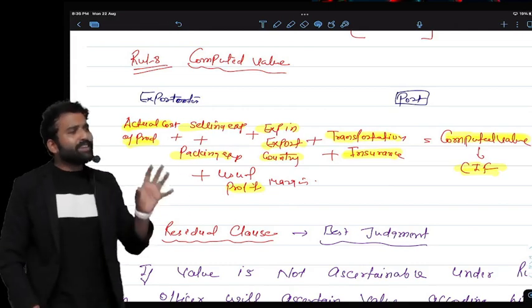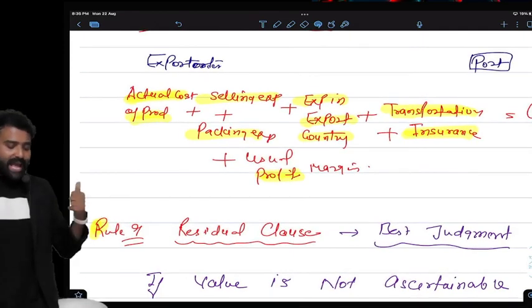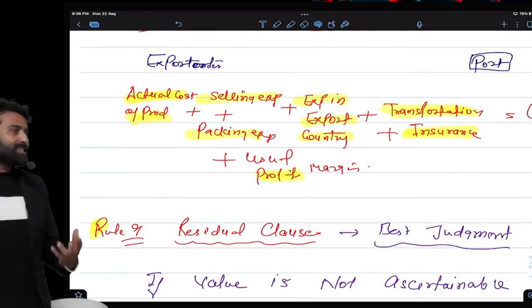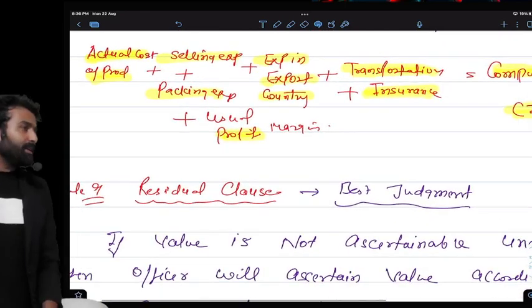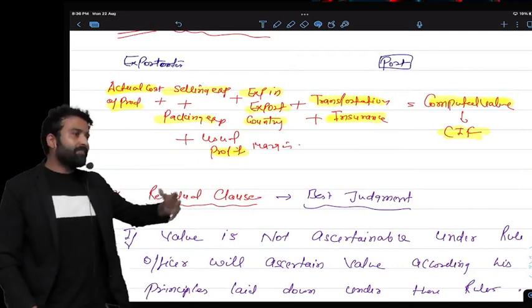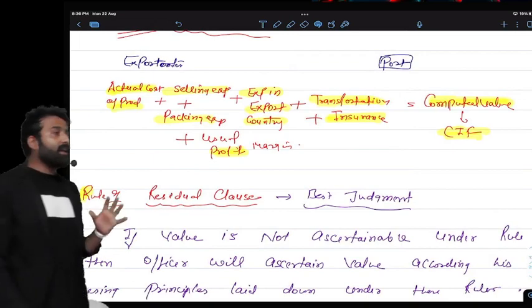Profit margin, the usual profit margin I have to add. I have to add the actual cost of production, all the expenses, the usual profit margin, expenses in the export country, transportation, and at last insurance. That will help us to calculate the CIF value. That is called computed valuation.